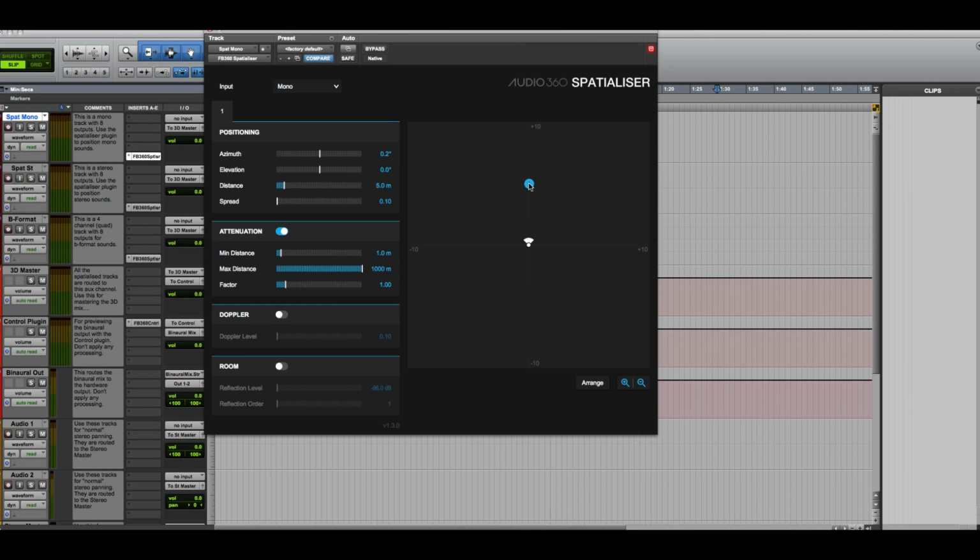So that's pretty straightforward. If a sound is to your front left, it'll be sort of minus 45 degrees, front right, plus 45 degrees or so.